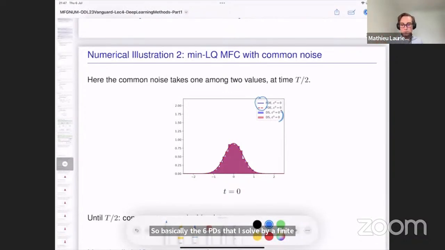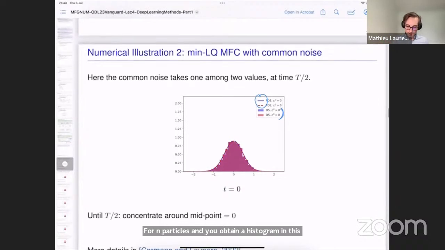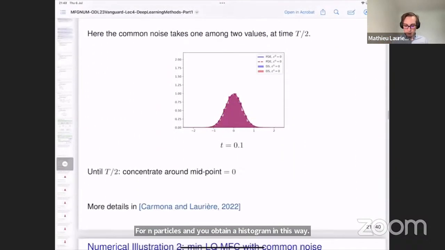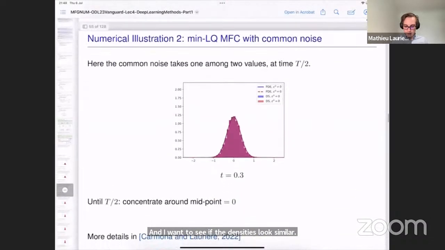And the histograms represent the results obtained by the method with deep learning, meaning that you compute the optimal control and then you plug it in the dynamics for n particles, and you obtain a histogram in this way. And I want to see if the densities look similar. So at time 0, it looks similar. Then you see the density concentrates.